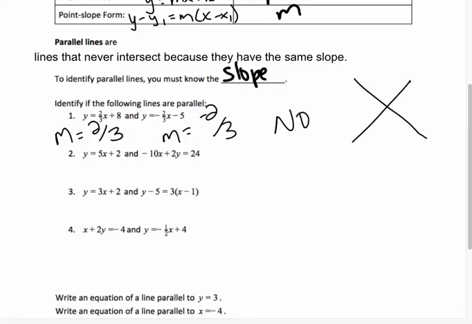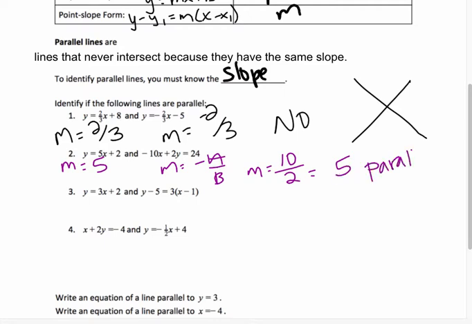Number 2. y equals 5x plus 2 and negative 10x plus 2y equals 24. So this is in slope-intercept form and this is in standard form. This one is easy. My m is 5. Now for this one, remember m equals negative a over b. So let's figure that out. What is my a? My a is negative 10. So what's negative 10? It's positive 10, over b. What is my b? My b is 2. What is 10 divided by 2? It is 5. So these would be parallel.